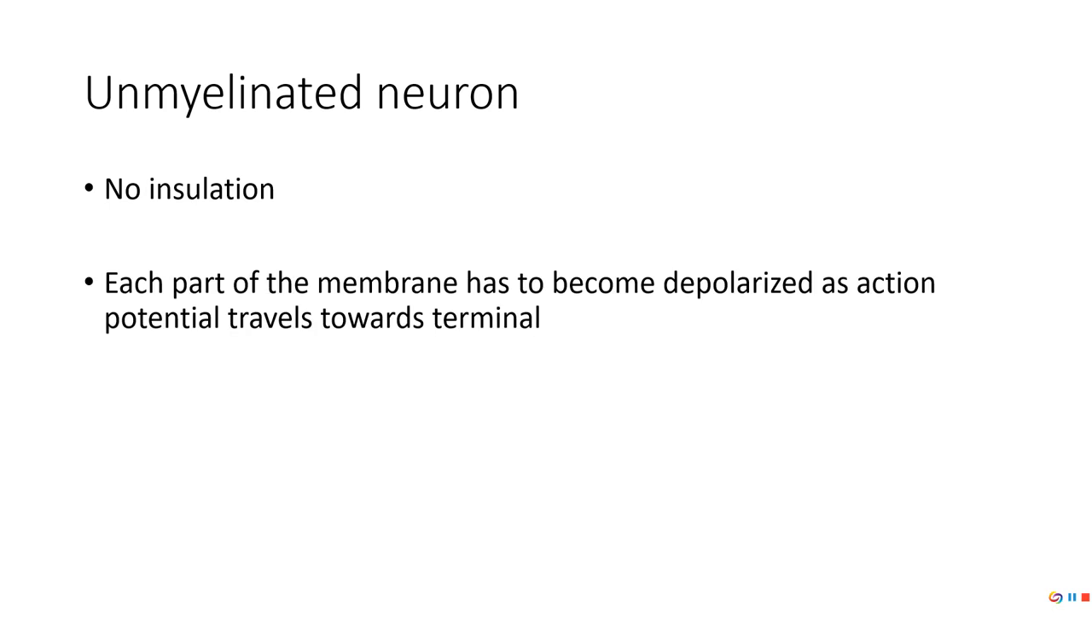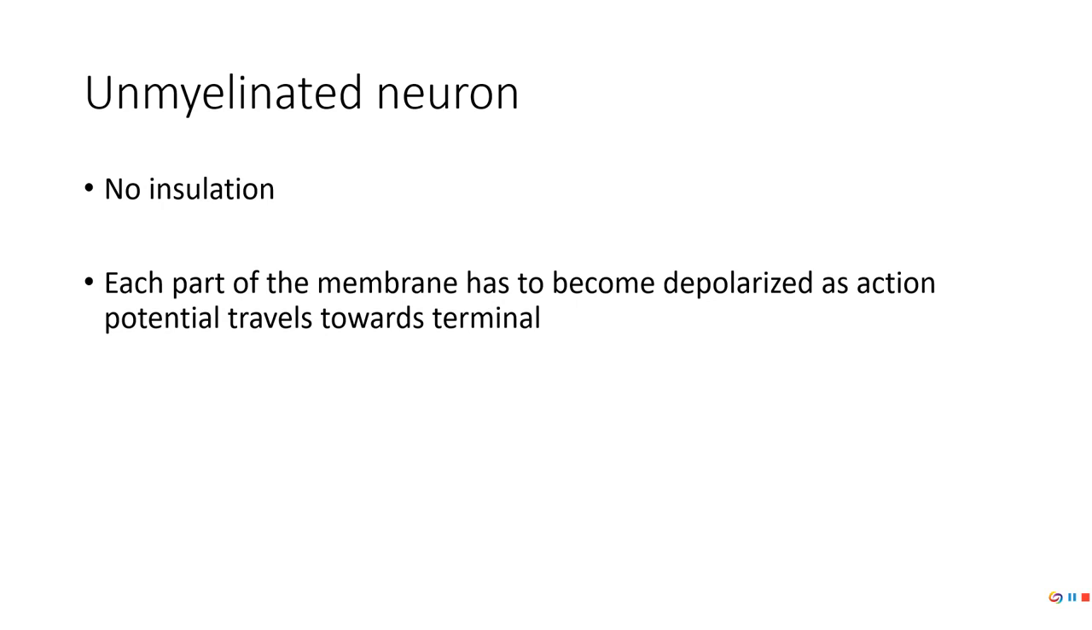Now, it is possible to categorize neurons as either myelinated or unmyelinated. An unmyelinated neuron doesn't have any myelin, and myelin is just a type of fatty insulation. As a result, when an action potential occurs, each area of the membrane must become depolarized. This causes the adjacent areas of that neuron to become depolarized, which causes another adjacent area to become depolarized, etc., until the end of the axon, or what we call the axon terminal, is reached.